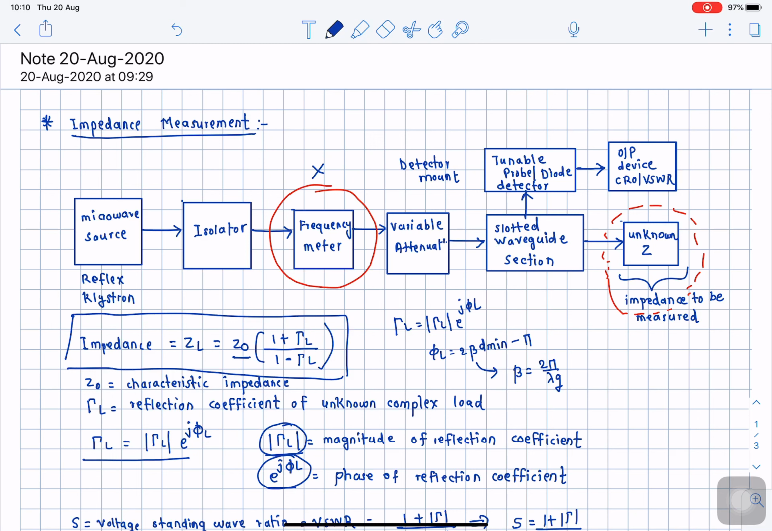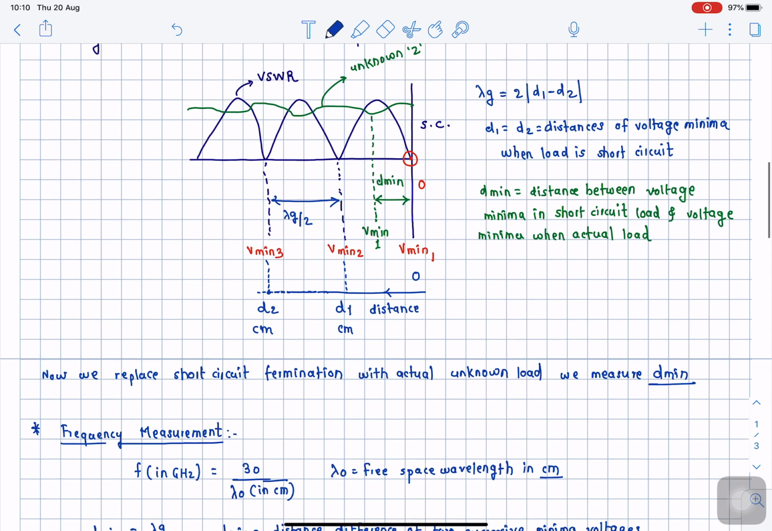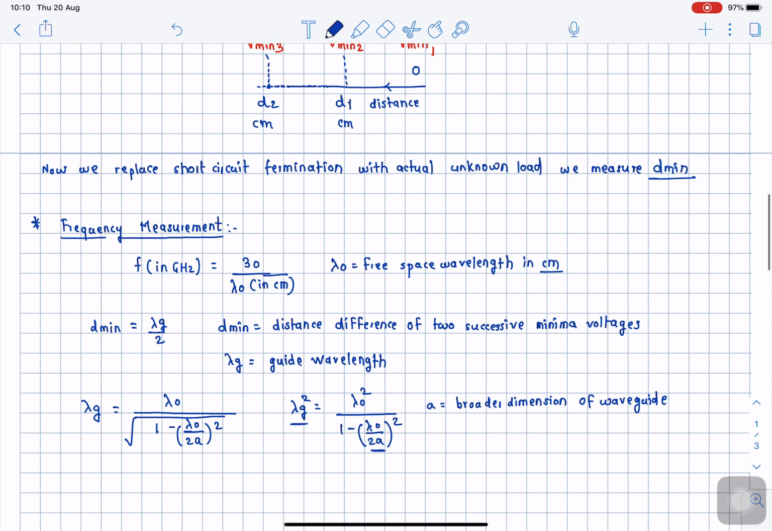So the same setup can be used, just without the frequency meter. What we do is find out the distance between two successive minima voltages when the end is short circuited. So this is important for the short circuit condition. I will write it over here.